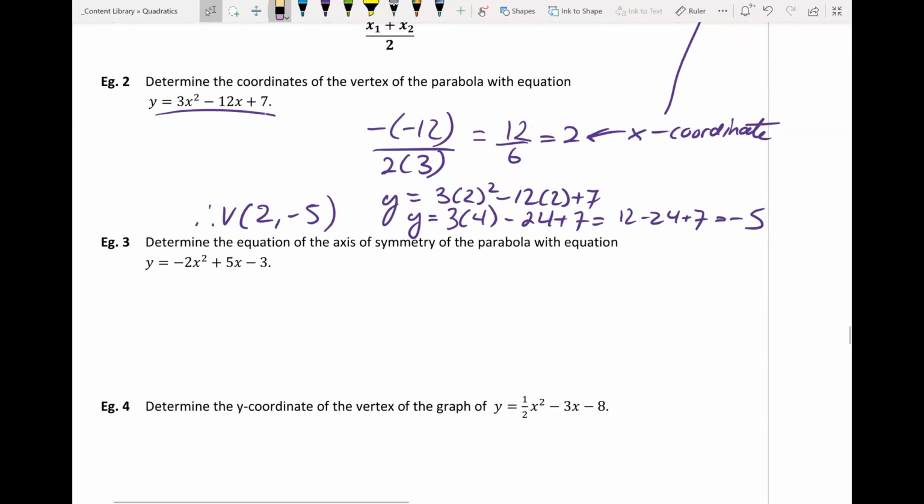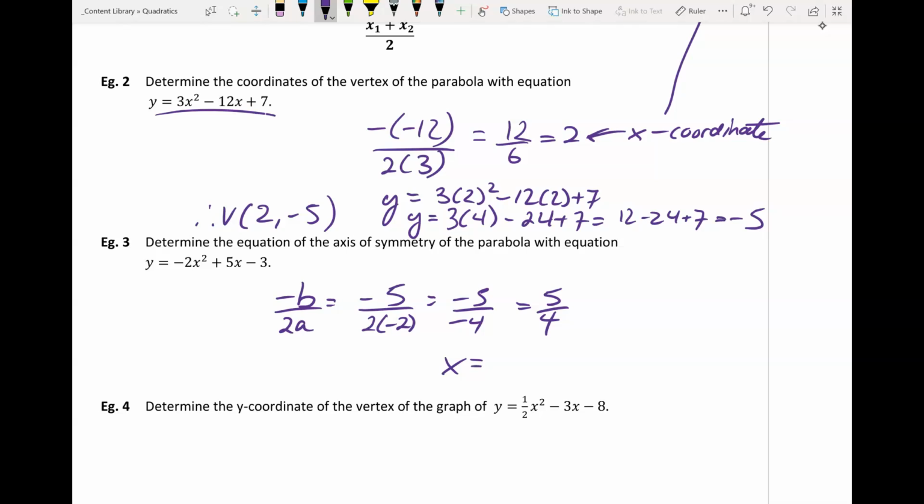For the next example, we want to find the axis of symmetry. This is even easier than example 2 because then we don't have to go through finding our y value. We just need to find that x coordinate, and that's it. So we're going to use again negative b over 2a. Your b is 5. Your a is negative 2. So that means x, your axis of symmetry, is x equals 5 over 4.